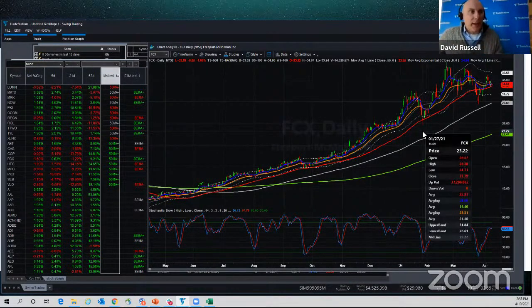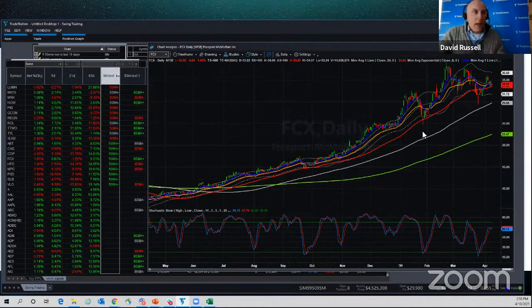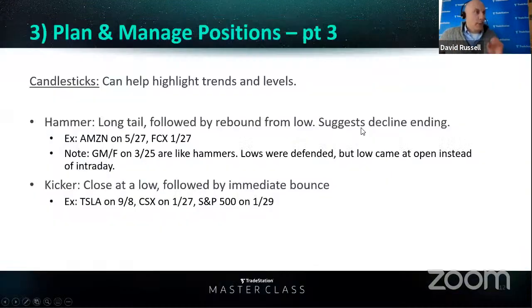Again, this was a day, I think, when the market was getting hammered lower, and it pulls back, holds that level, and it has that hammer. That's a kind of signal that can help you interpret price.